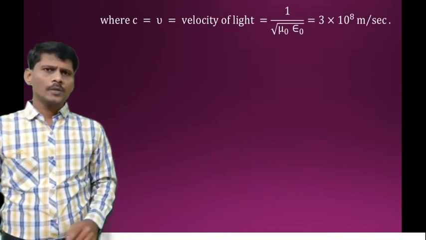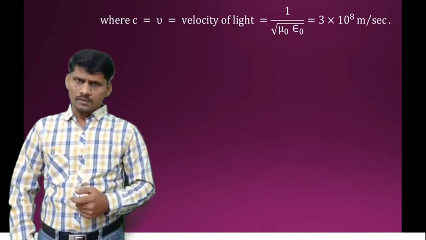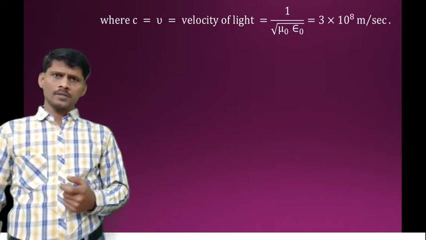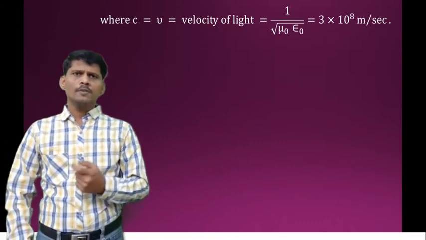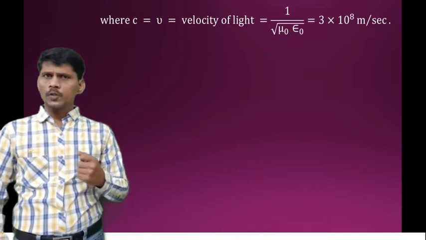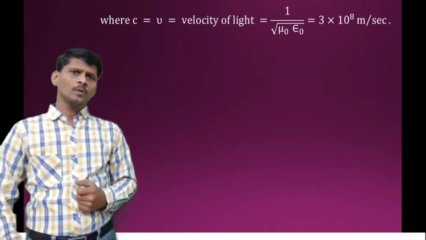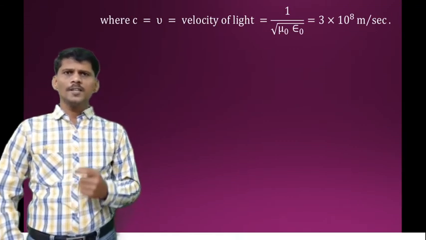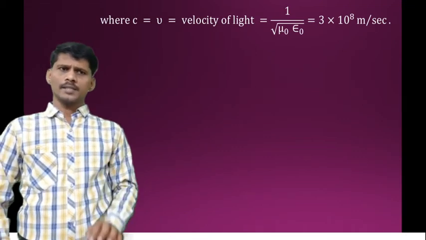From the above equation, c or v is the wave velocity. In free space, what is the wave velocity? V or c is equal to 1 by square root of mu naught epsilon naught. So what is that value? The velocity in free space is 3 into 10 to the power of 8 meters per second.